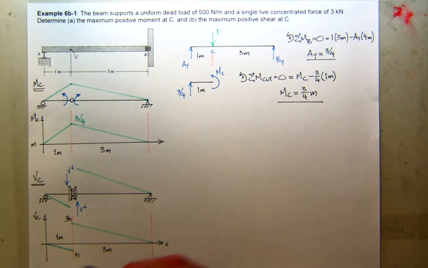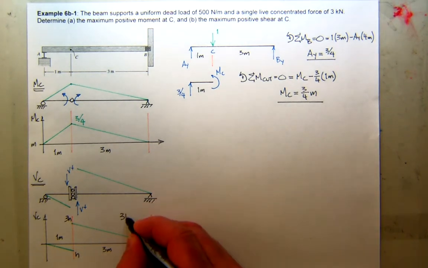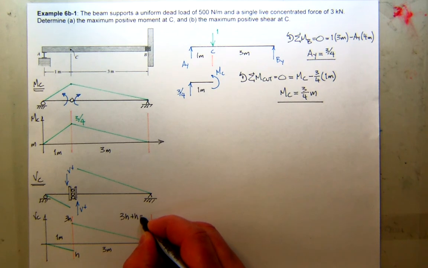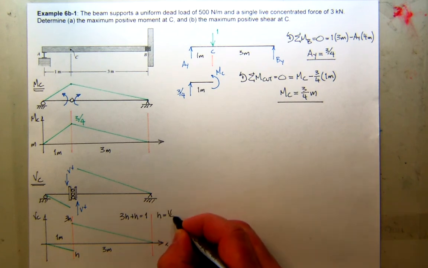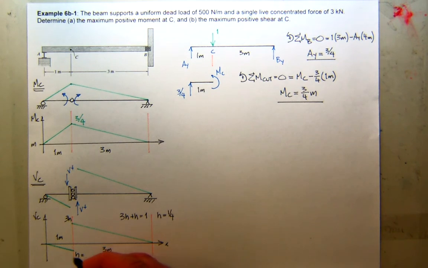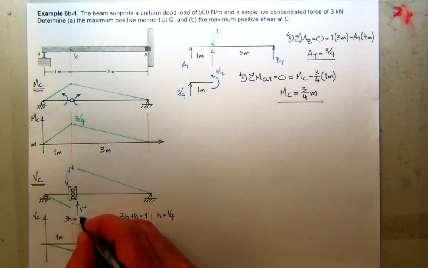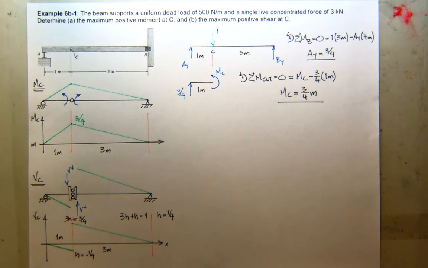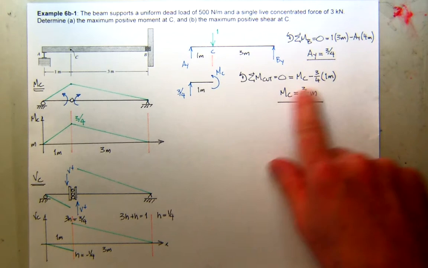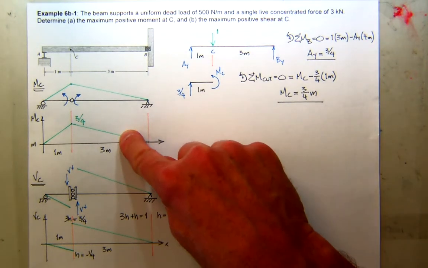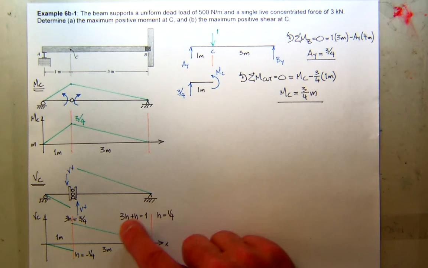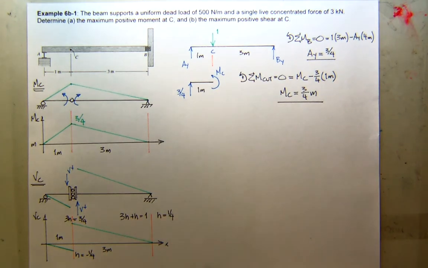3H plus H equals 1, so H is a quarter. So this bottom becomes negative 1/4, and the top would be 3/4. See that? You don't really have to draw any free-body diagrams for that. So there's my influence line for the moment at C, and there's my influence line for the shear at C.